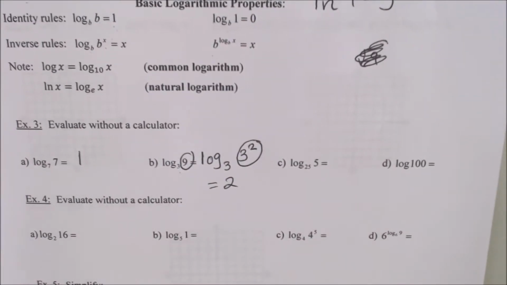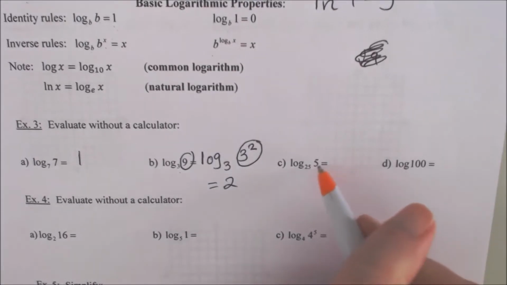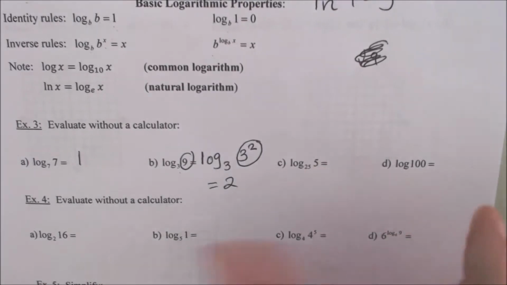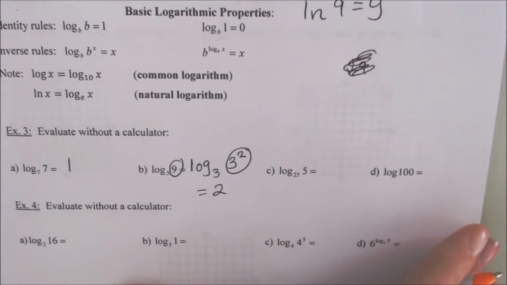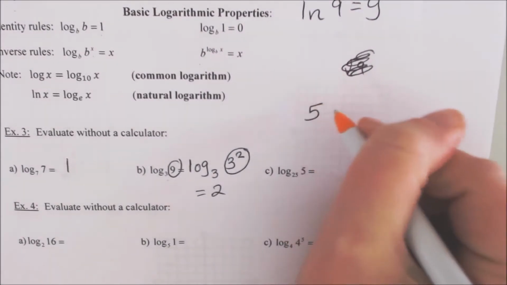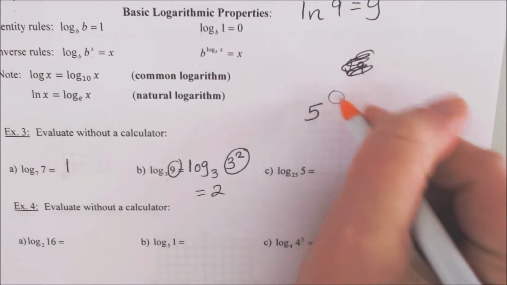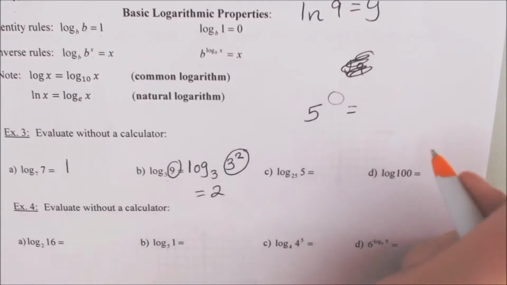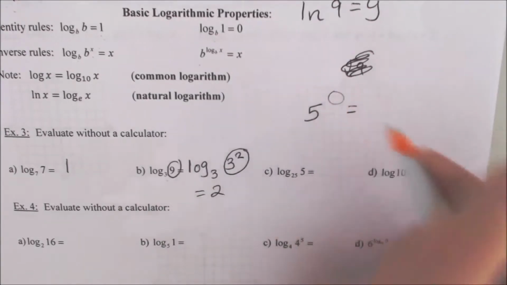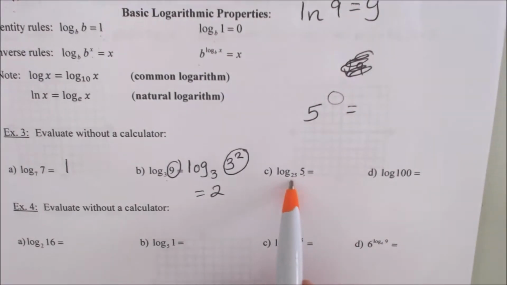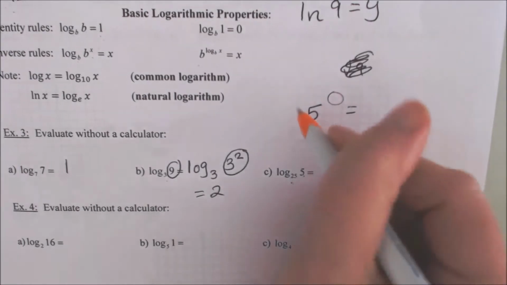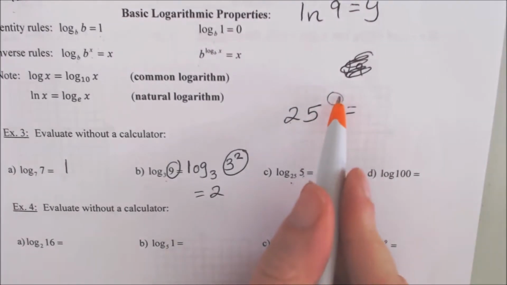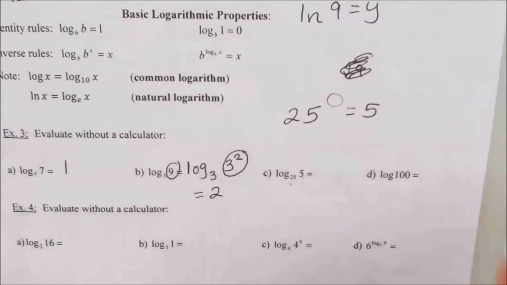Letter C, log base 25 of 5 equals what? We're going to use the same idea, if I can rewrite 5 as a power of 25. Now you have to think back to what we did earlier in the course. We know 5 squared is 25. But here's my question. We want to write 5 as a power of 25 because 25 is the base. So let me try that again. 25 raised to what power will just give you 5?